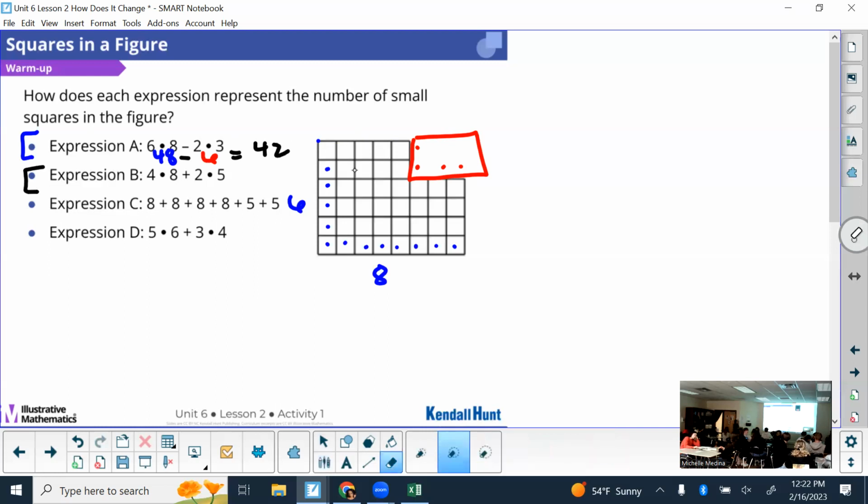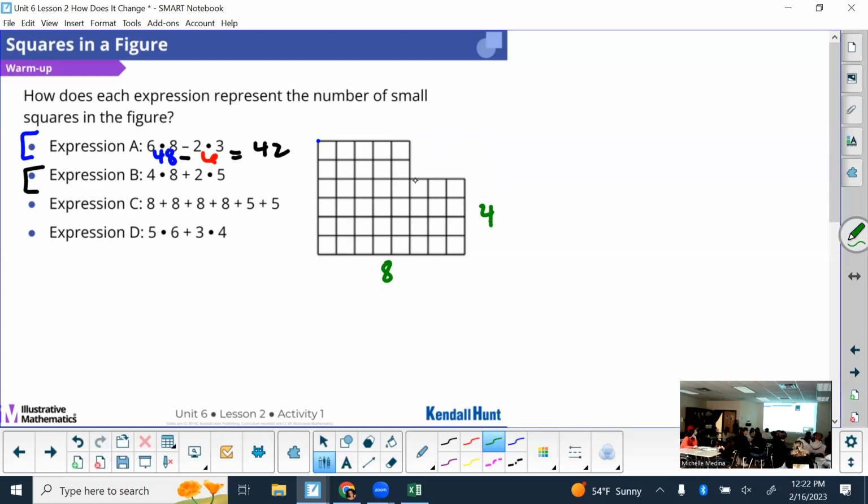Table 3, can you explain to me how expression B represents it? Yeah. 4 on the far right. And the 8 at the bottom. Okay. So that gives me the area of this rectangle, right? But not the whole thing. What's 4 times 8 class? 32. And then the 2 times 5, table 3, can you explain that part? Just the part that's not in that, the 2 on the one side.